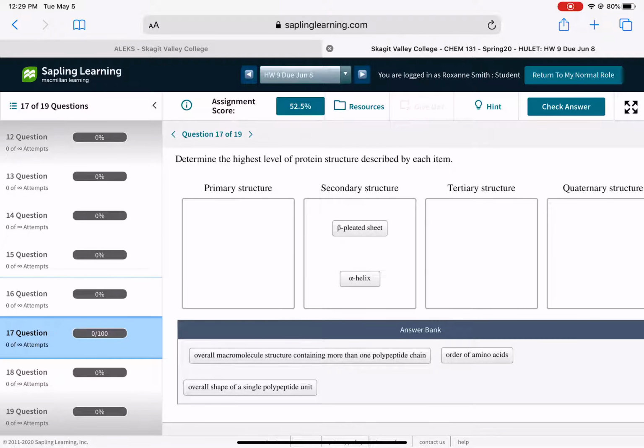An overall macromolecule structure containing more than one polypeptide. So that's what we would refer to as multiple proteins that are attracted to each other, hydrophilically or hydrophobically, multiple proteins attracting to each other. And the order of amino acids, the sequence of amino acids. So those are some hints to help you with that problem and with all of these problems.